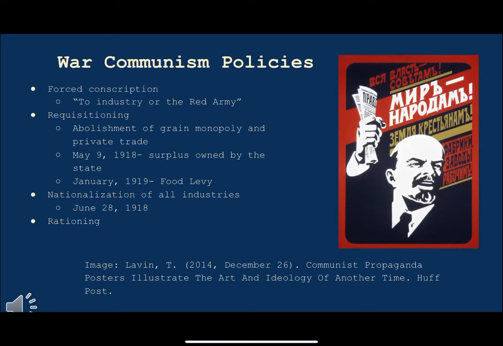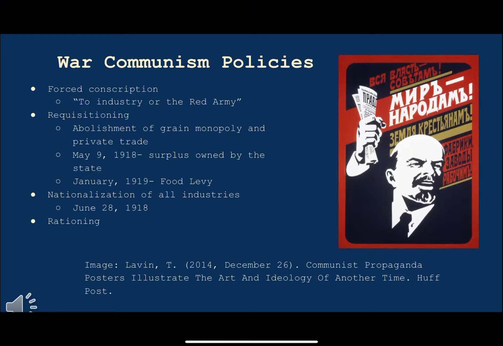The second policy on the Bolsheviks' list was requisitioning, or the abolishment of grain monopoly and private trade. On May 9th of 1918, the policy of confiscating agricultural products at a fixed price was enacted. Enraged peasants burned and hid their surplus harvest. The Bolsheviks reacted with great violence, torture, and mass imprisonment as a response.